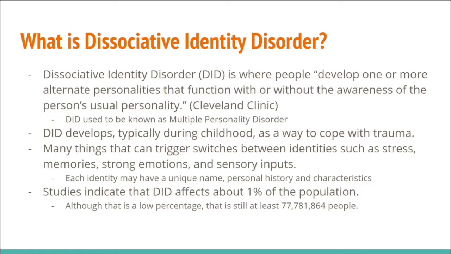DID develops typically during childhood as a way to cope with trauma. It is the brain trying to protect the child. The disorder most often forms in children who have been subjected to long-term physical, sexual, or emotional abuse, a home life that's frightening, and even war or natural disasters. This happens because when you are a child, you are still forming a personality. Therefore, you are able to step outside of yourself, unlike adults, aka dissociate.